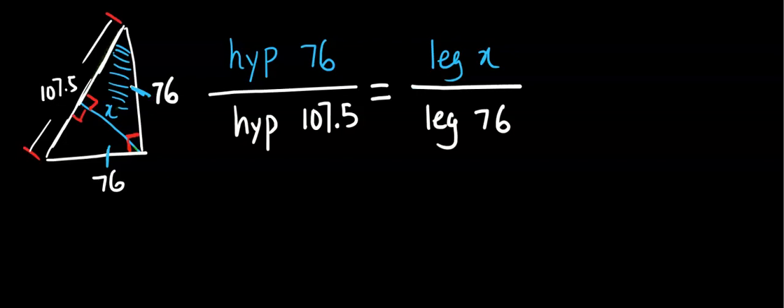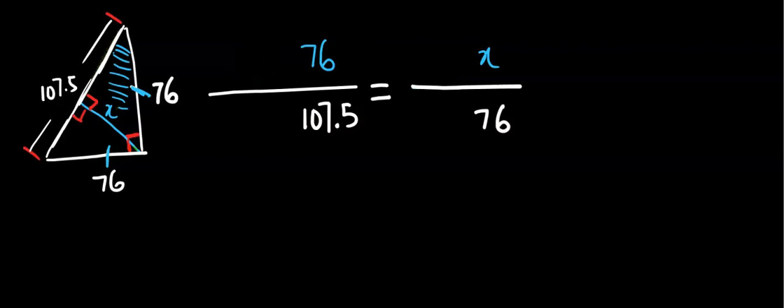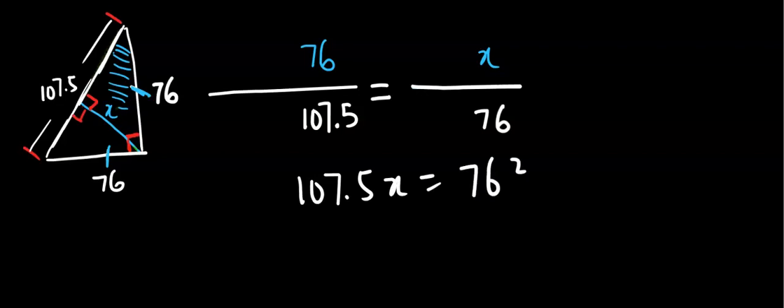And we erase the part we don't need because the words help us set up. They're our verbal model, right? Something you learned from your Algebra 1. Now we can solve this. So 76 times 76 divided by 107.5, so 76 squared. Go ahead and use your calculator and I'll work it out here.